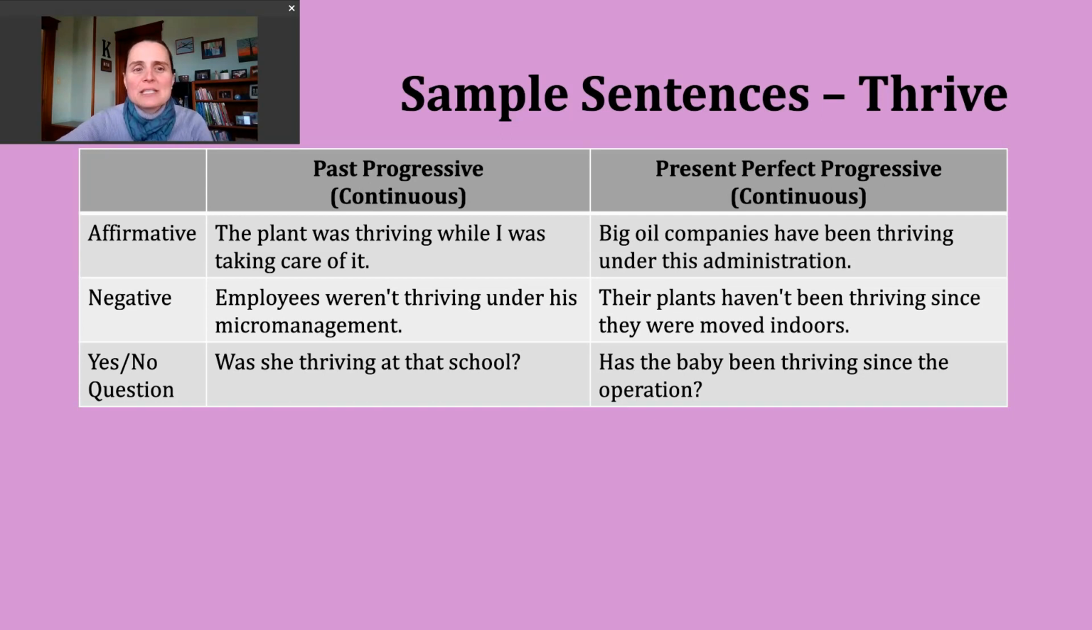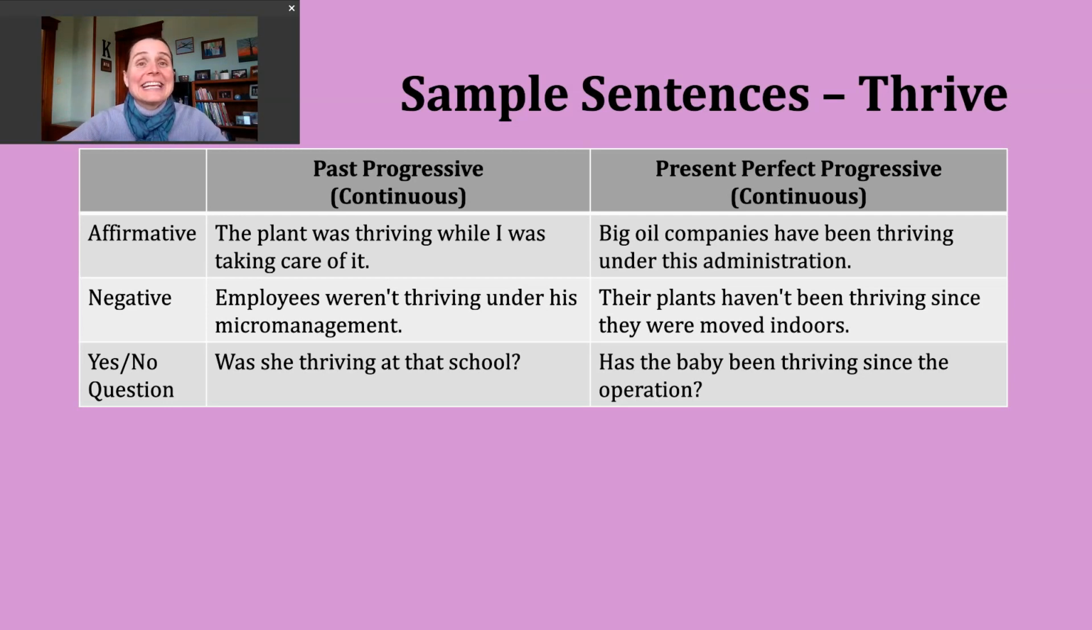Let's look at an example sentence. The plant was thriving while I was taking care of it. Okay. So here again, we're talking about the plant growing, looking good, right? Doing well. Maybe I have shared, or I should say, yes, I have shared the plant with someone else, and now it's not doing so well. So the sentence, right? If I'm thinking back in the past for the period of time where I was responsible for it, it was doing okay.